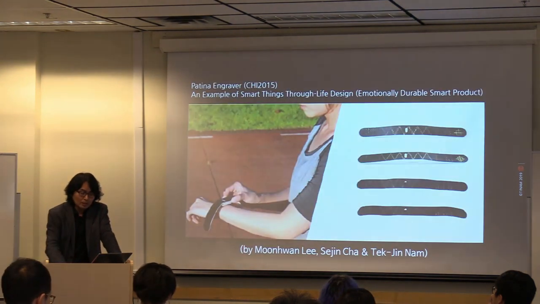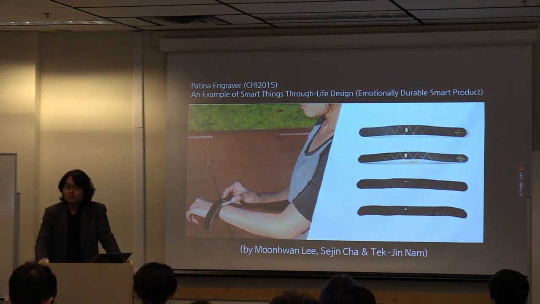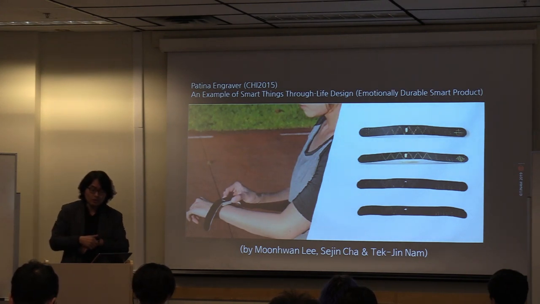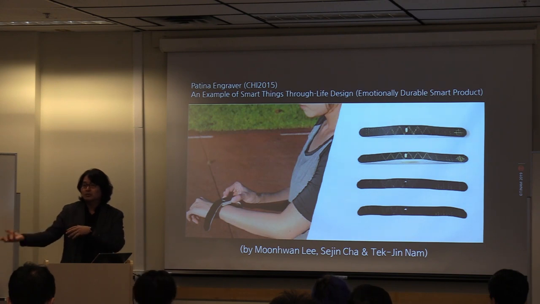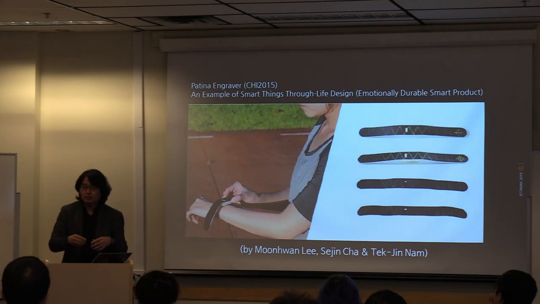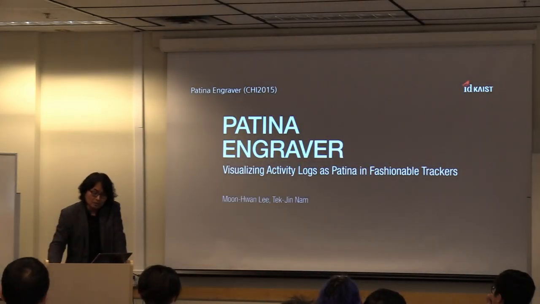The project that we published at CHI in 2015 was a Patina Engraver. This is more like a fashionable tracker, which as you use it, gets beautiful. The data is usually in the digital world, so you don't have a physical manifestation of your activity logs. But in this case, we thought about how this tracker could visualize aesthetically as you use it. So we came up with a kind of pattern generation system, which we call Patina Engraver, and then tested it with users.